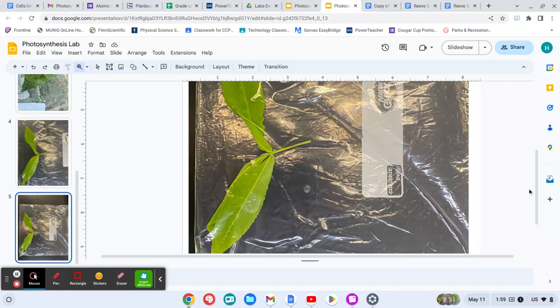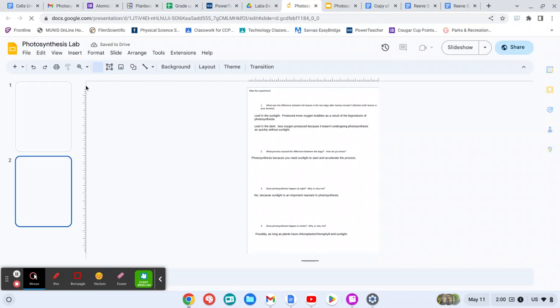So this is showing you that there might have been a little bit of gas that was released. And the reason for that is that tree was out in the sunlight before we picked the leaf. Once we took the sunlight away, it stopped photosynthesizing. So this is where you're going to go to Google Classroom, and you're going to go ahead and open up your photosynthesis lab.